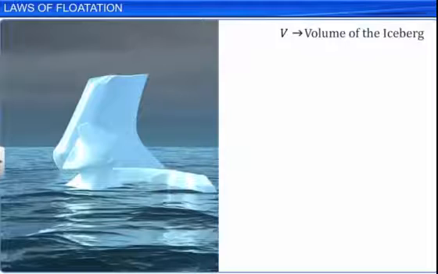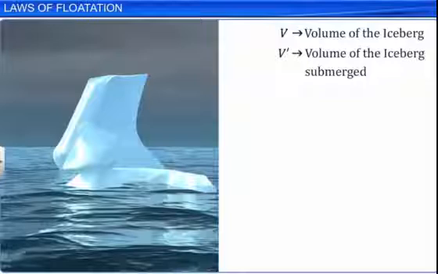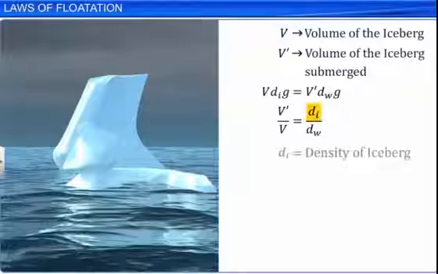Let V be the total volume of the iceberg and V' be the volume of the iceberg submerged in the water. According to the laws of flotation, the weight of the iceberg is equal to the weight of the seawater displaced by it. V × di × g = V' × dw × g, or V'/V = di/dw. Here, di is the density of the iceberg and dw is the density of the seawater.